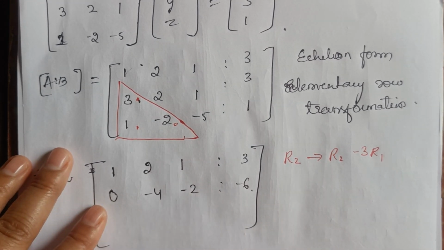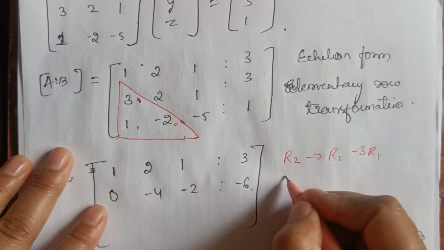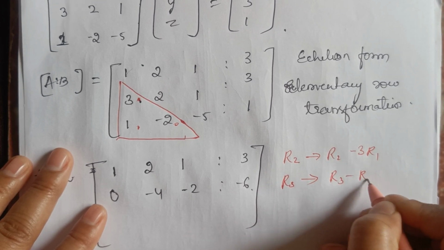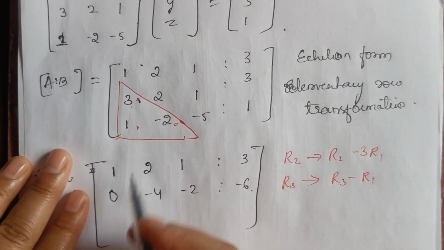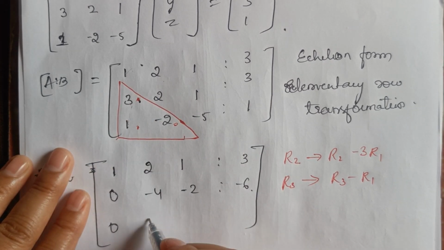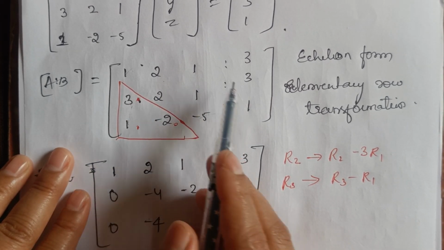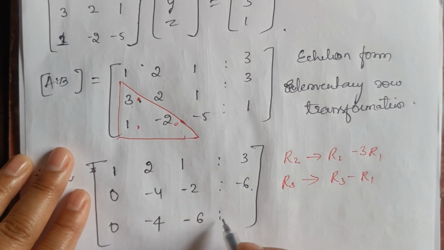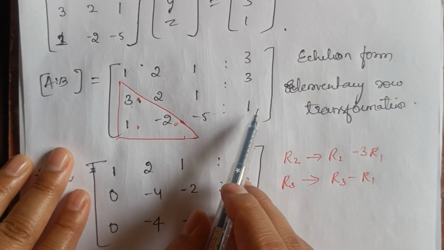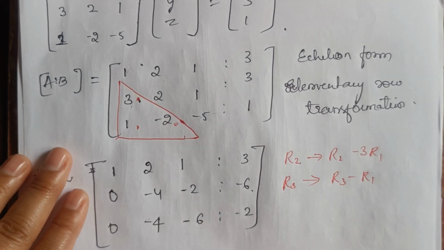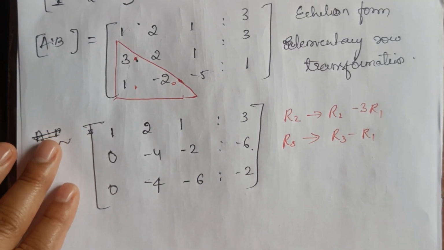Performing an elementary row transformation on row 3 as well: row 3 minus row 1, so that I get 1 minus 1 equals 0 here. Minus 2 minus 2 is minus 4. Minus 5 minus 1 is minus 6. And 1 minus 3 is minus 2. I hope this is very clear now.